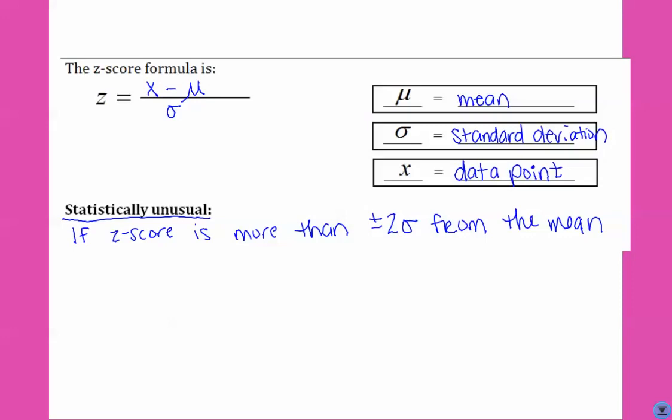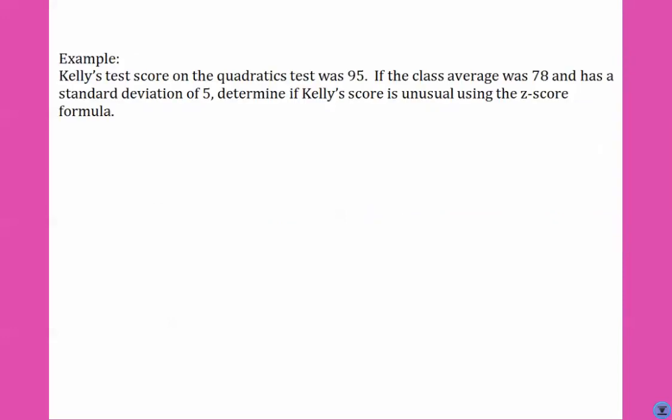So let's look at an example. Kelly's test score on the quadratics test was 95. The class average was 78 and has a standard deviation of 5. So in our formula, Kelly's score, that's our data point, that's our x. The class average, remember average means mean, and then a standard deviation of 5. Determine if Kelly's score is unusual using the z-score formula.